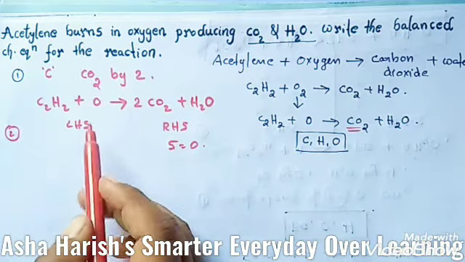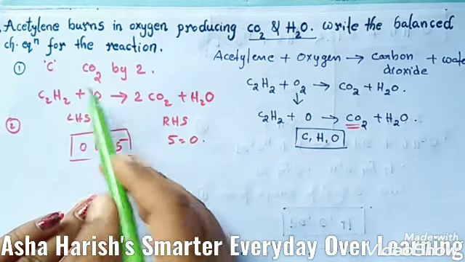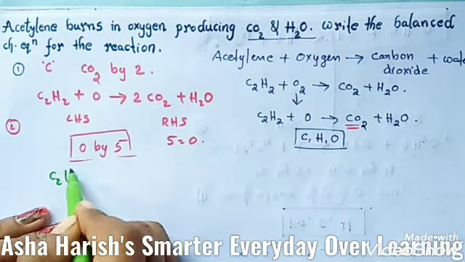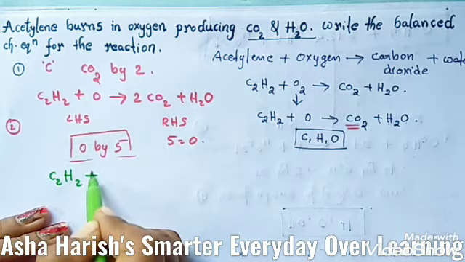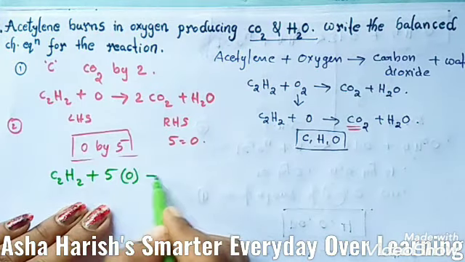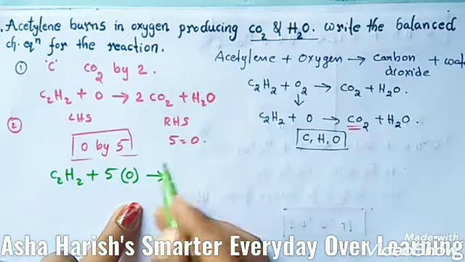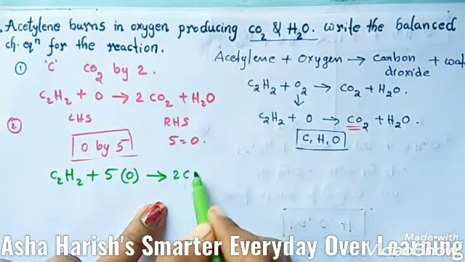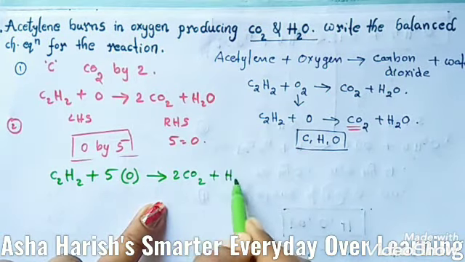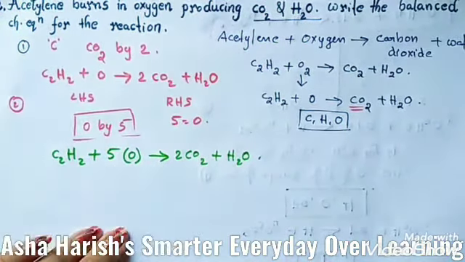Hence multiply the atom. Now multiply the atom of O by 5 on this LHS. Now we have C2H2 plus 5O. Okay, now if you multiply this oxygen by 5, then you should get like this, and it is same to CO2 plus H2O. Now it is a balanced atomic equation.